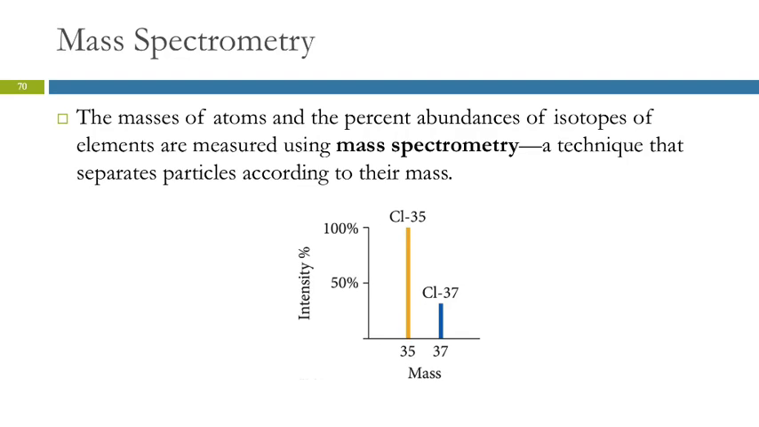You might wonder, well, how do they figure out the percent abundances, and how do they actually measure the masses of these things? We do this using a technique called mass spectrometry. It separates particles according to their mass. So looking at chlorine, if we say that chlorine 35 is 100% intensity from the signal of this instrument, then chlorine 37 will show up as less than that, and from this ratio we can figure out the relative abundances of the 2 different isotopes.